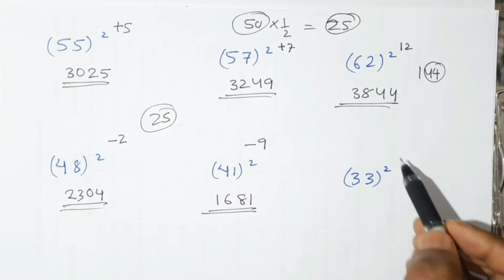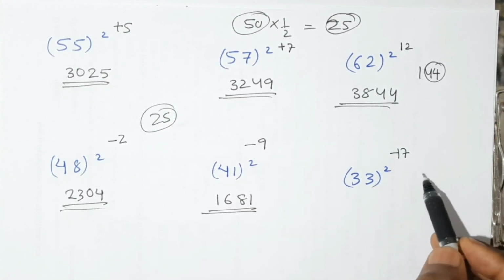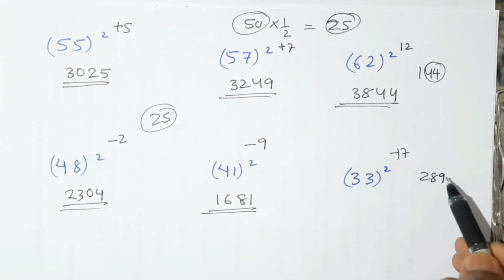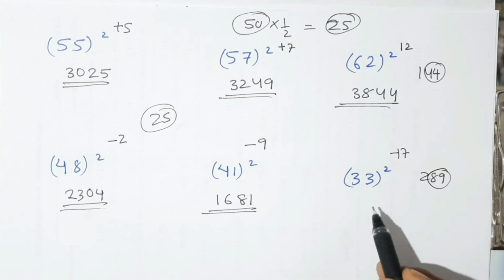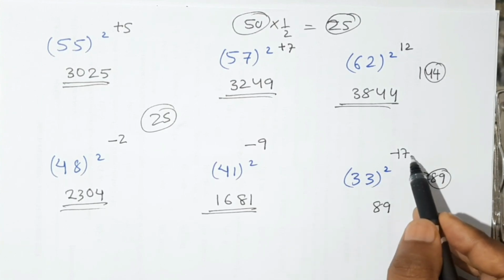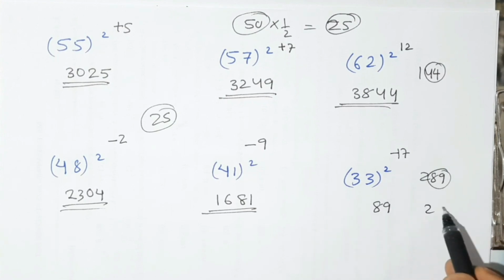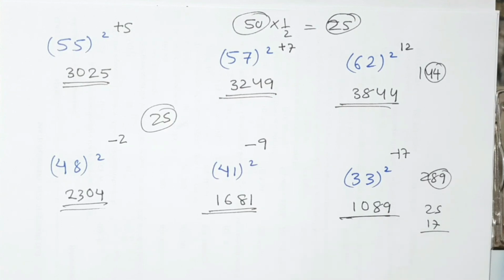Now this is 17 less than 50. So 17 square is 289, sorry, we'll write only 89. So 25 minus 17 is 8, and 8 plus 2 is 10. So this is the square of 33.